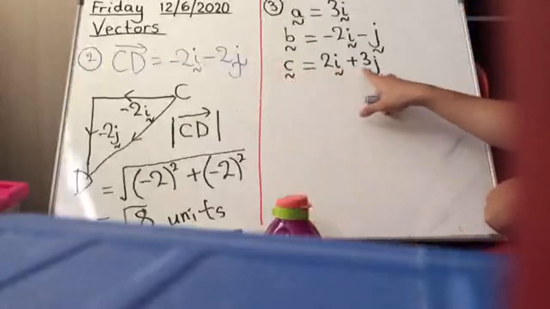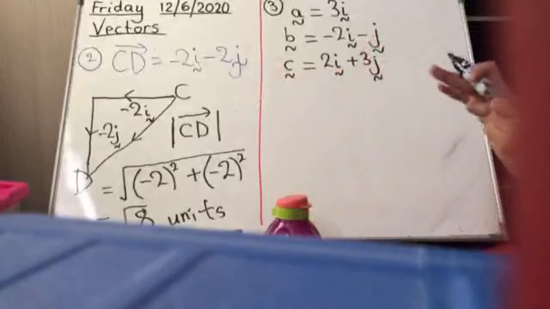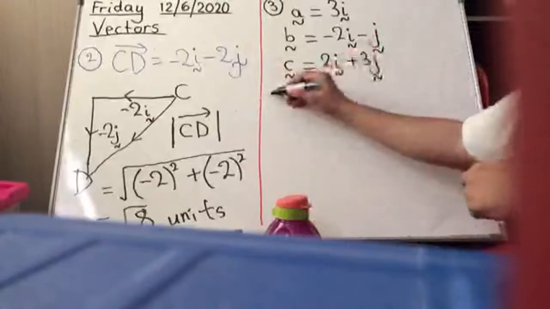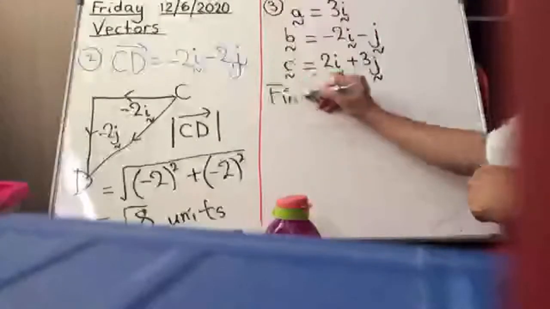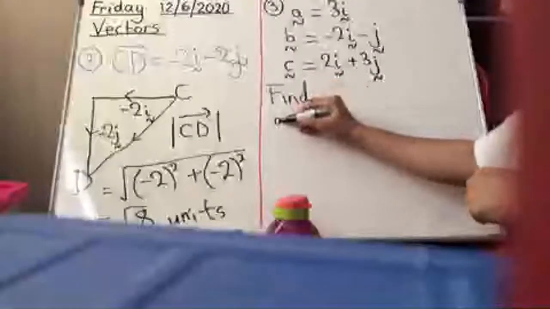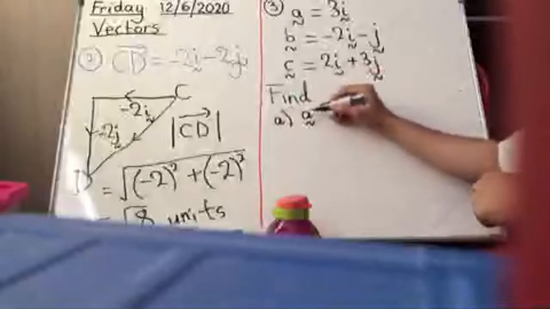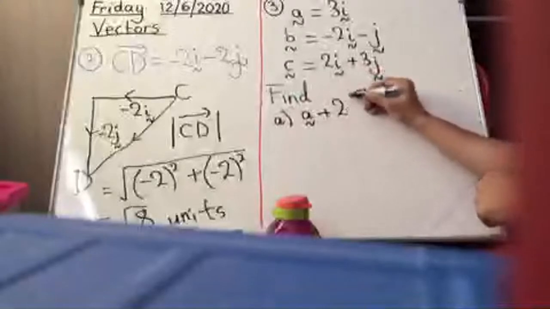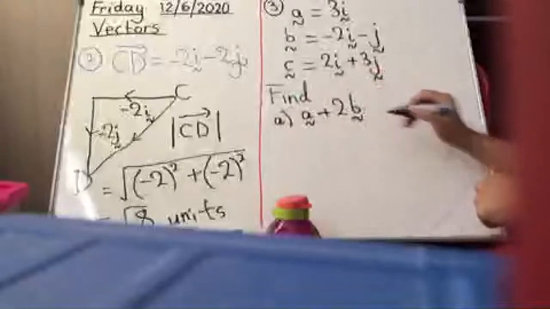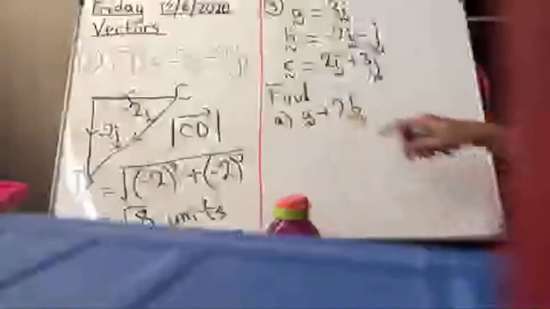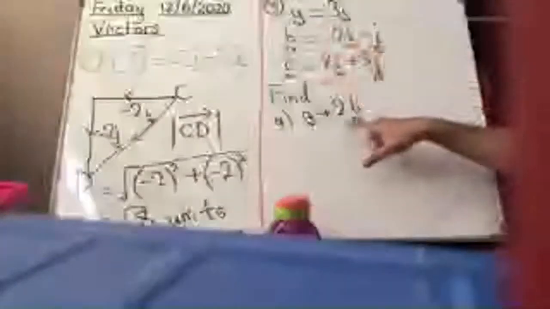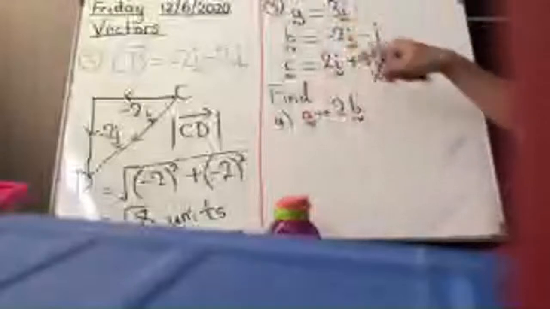Vector C equals 2i plus 3j. So let's say the question asks you to find, the first question, question number 1, a plus 2b. So you've got to find a plus 2b. What we do is just substitute in all the values.